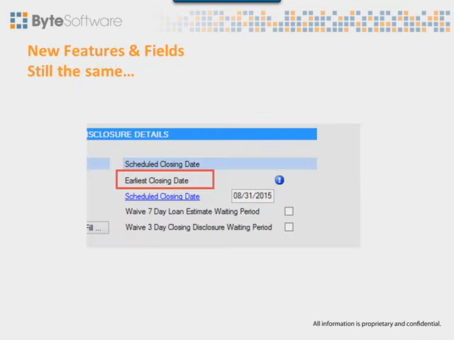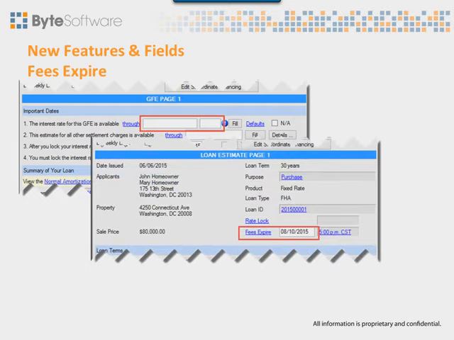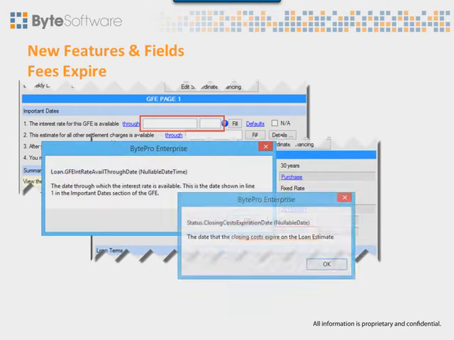While the earliest close will be calculated differently for TRID loans, the field itself is still the same. So, for instance, a validation rule that enforced the earliest close would work for both TRID and pre-TRID cases. Note that the GFE good-through date is different than the loan estimate's fee expiration date. They're two entirely different fields. If you have rules and/or macros associated with the old GFE good-through date, you may need to re-engineer those for TRID.